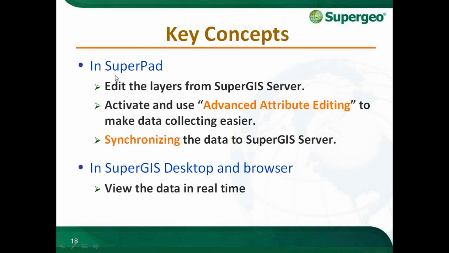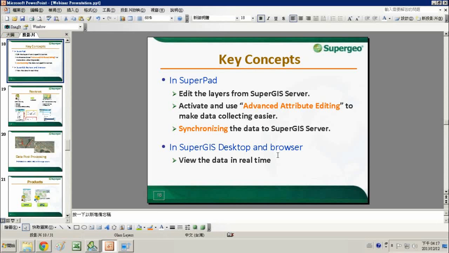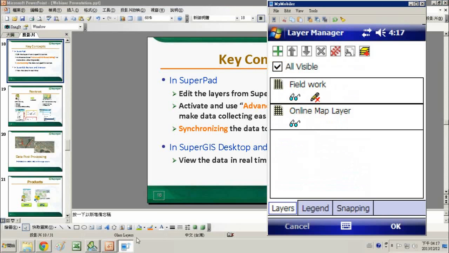Okay, so in this section, we are going to use the SuperPad to edit the layers from the SuperGIS server, and also we can use the advanced attribute editing to make the data collecting easier. And then after the data are collected, we can synchronize the data back to the SuperGIS server and view the data in real time by using SuperGIS desktop and the browsers. Okay, now let's switch to the SuperPad.